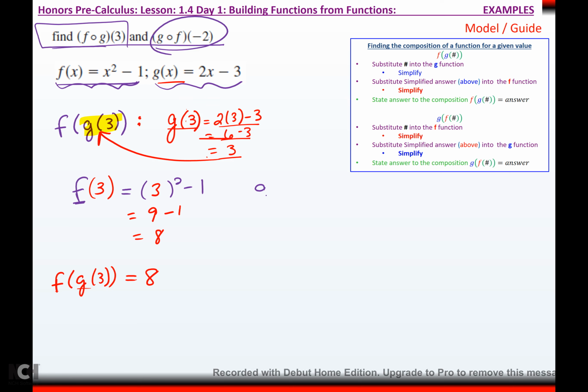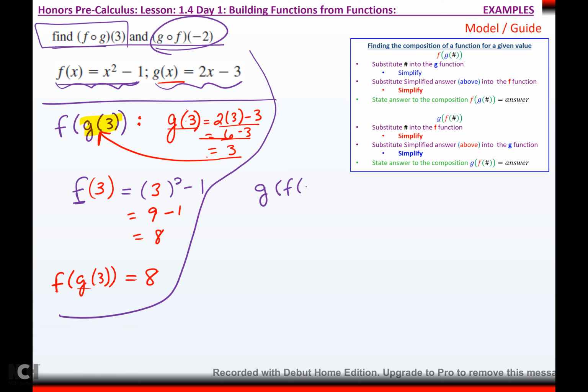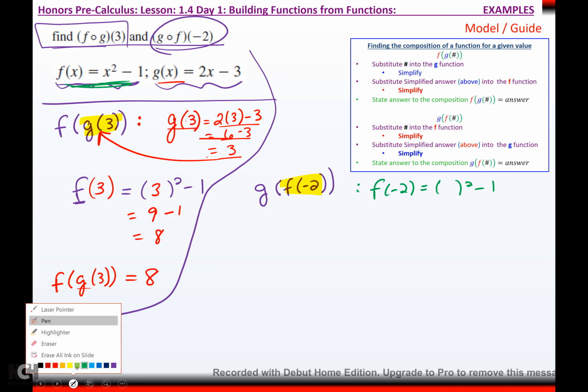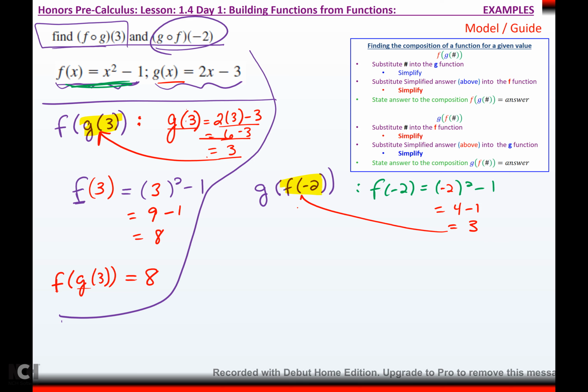Now they want me to do another one. They want me to find g of f of negative 2. So now we're starting to party at the F party, and we're bringing a negative 2 with us. So I have to start at F and take a negative 2. F says, whatever you brought, square it, minus 1. I'm bringing negative 2. Square that is 4. Subtract 1 is 3. So f of negative 2 equals 3. So this value in here is 3.